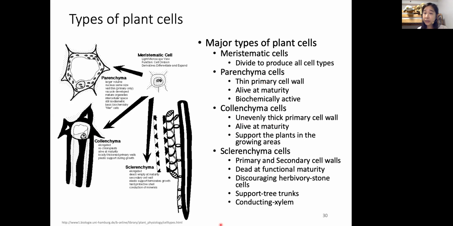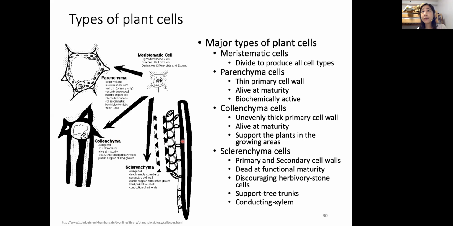So this one is also alive at maturity. However, they are not quite biochemically active because these cells lack chloroplast, ER, and Golgi apparatus. Their function is to give support for the tissue that's still growing and stretching. This type of cell is mostly found in young stem or petiole, like inside of the plant, not the outer side. So they cannot do photosynthesis. They cannot transport chemicals, but they give support.